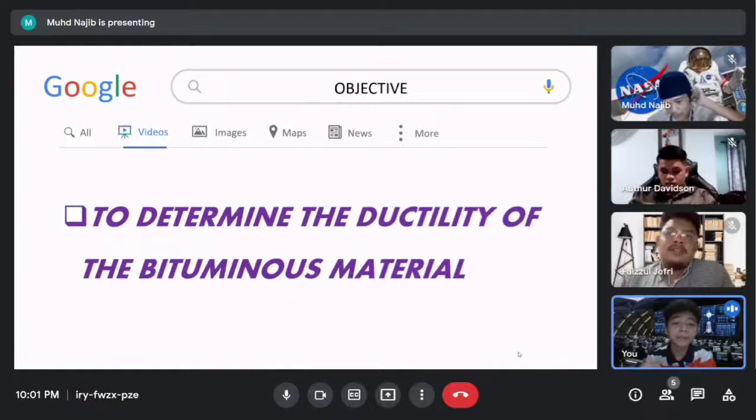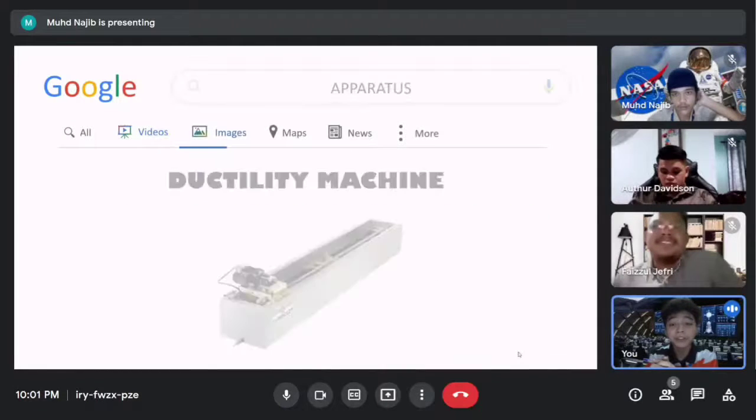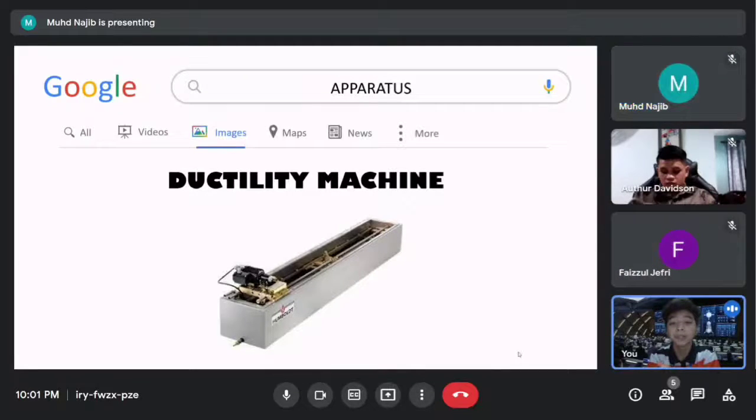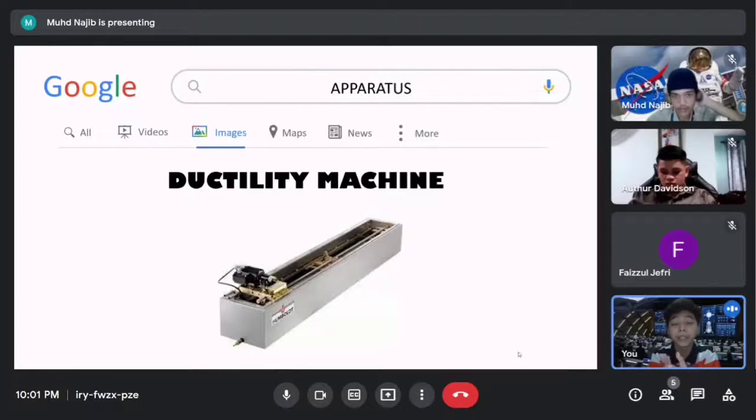Thank you, Muhammad Najib. Now I'm going to continue the presentation by explaining the material and apparatus used in this experiment. First, we have the ductility testing machine. It is used to determine the ductility of bituminous materials in a briquette mold by measuring the breaking elongation at a constant speed of 50 mm per minute.